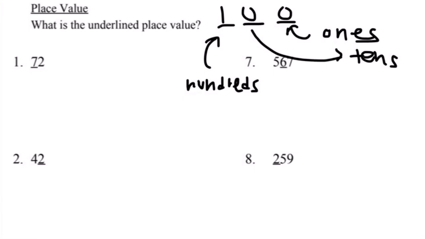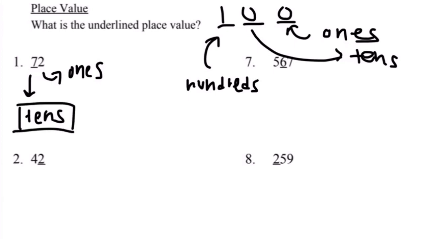We have 72 and they underline the 7. We know that 2 is in the ones place, so that only means that the 7 represents the tens place. Number 2, 42. The 4 is all the way in the left and represents our tens place. That means the underlined 2 should represent our ones place.